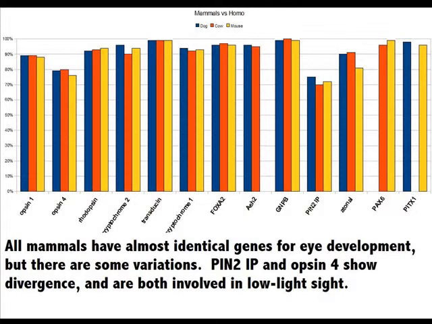This data suggests that PIN2IP and Opsin4 are more recent in humans or have weaker selection than the truly essential genes like PAX6, which is the homeobox gene that determines where eyes are formed. Genes such as rhodopsin, Opsin1, and transducin are all very highly conserved, and these are the earliest visual system genes.